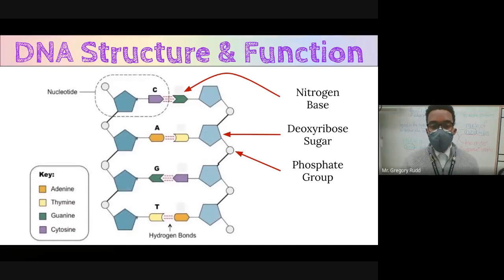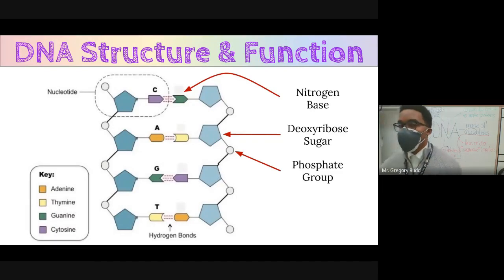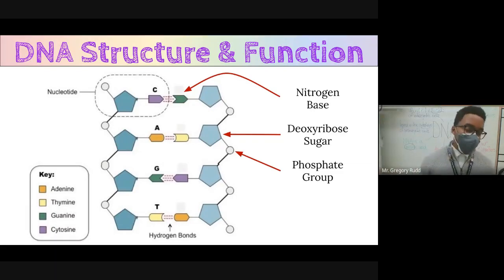But we can see that there is a nitrogen base, and those nitrogen bases can be adenine, which we use the letter A for, thymine, which we use T for, guanine, which we use the letter G for, and cytosine, which we use the letter C for. Then there's a 5-carbon sugar. We'll talk about why it's called a 5-carbon sugar, but it's called deoxyribose. Deoxy because it's actually missing an oxygen. And of course, sugars end in those letters. And then lastly, there's a phosphate group as well.